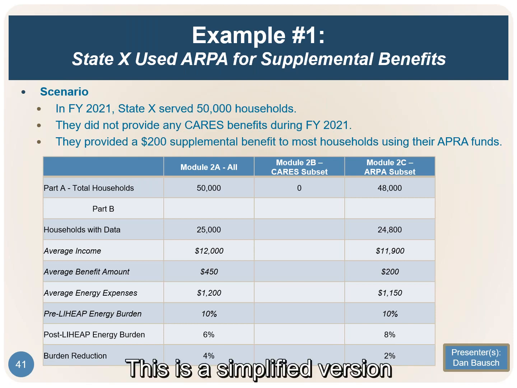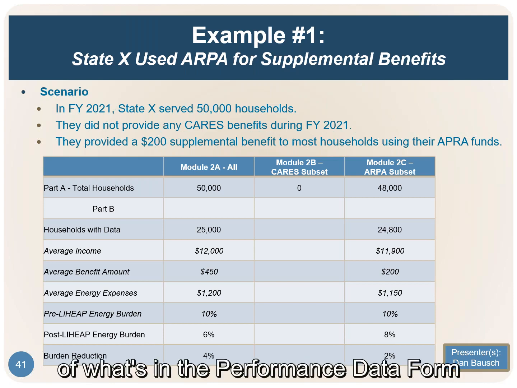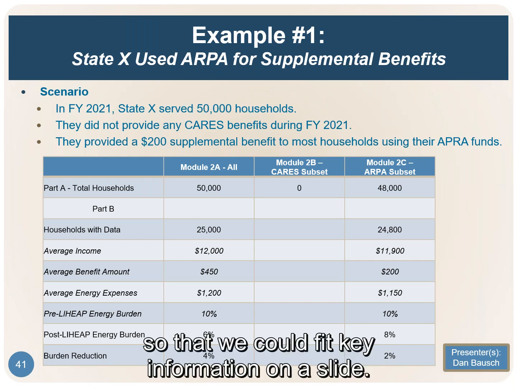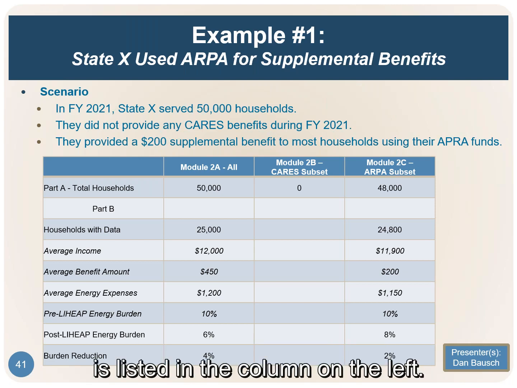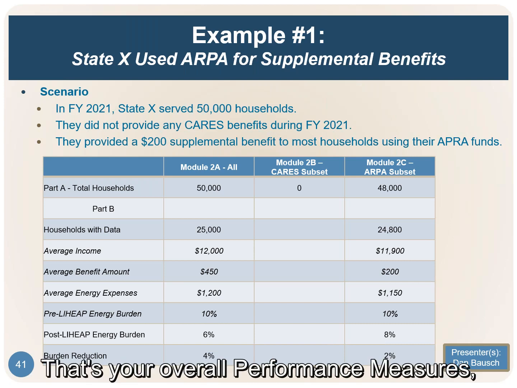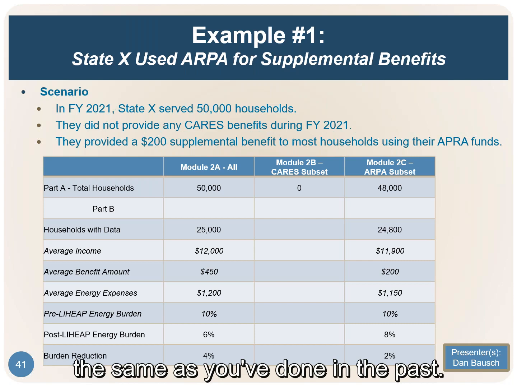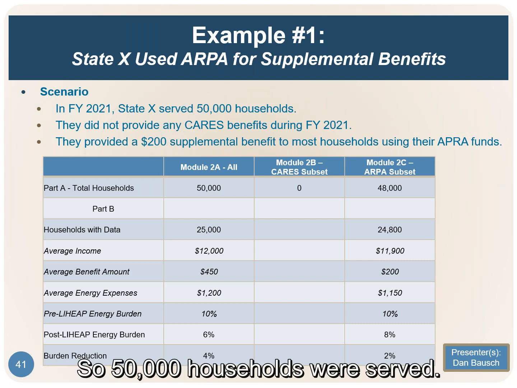This is a simplified version of what's in the performance data form so that we could fit key information on a slide. The first line, part A, you can see that 50,000 households is listed in the column on the left. That's your overall performance measures, the same as you've done in the past. So 50,000 households were served.